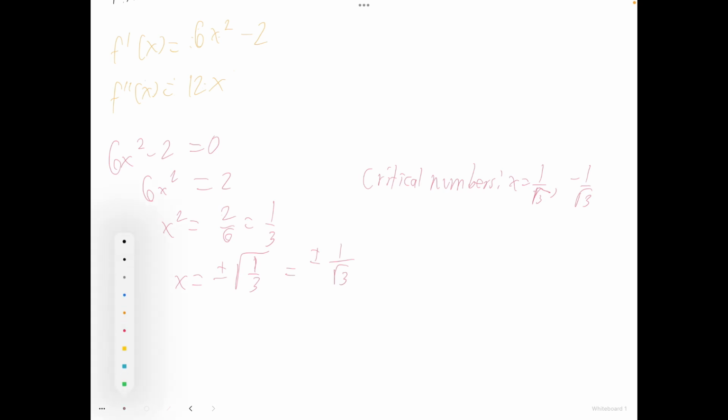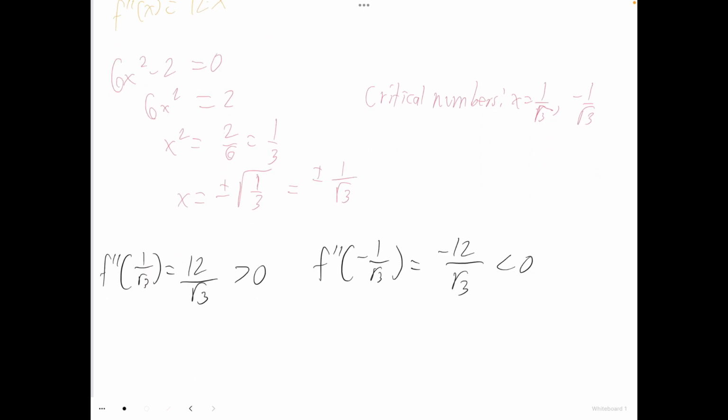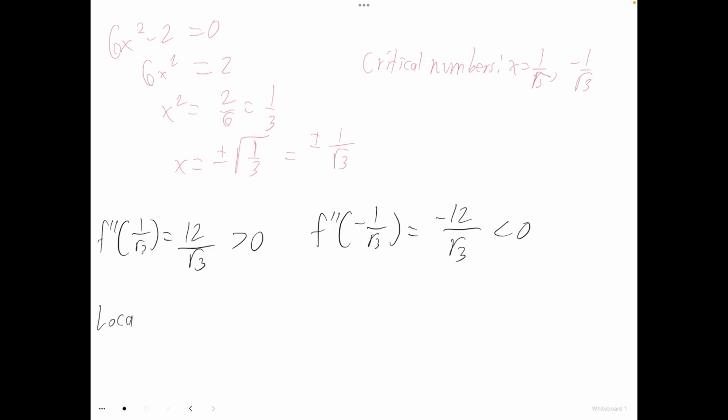And so f double prime is just 12x. So if we plug in 1 over the square root of 3, this is going to be 12 over the square root of 3, and that's greater than 0. And if we plug in negative 1 over the square root of 3, this is going to become negative 12 over the square root of 3, which is less than 0. And so we have a local min at x equals 1 over the square root of 3, and a local max at x equals negative 1 over the square root of 3.